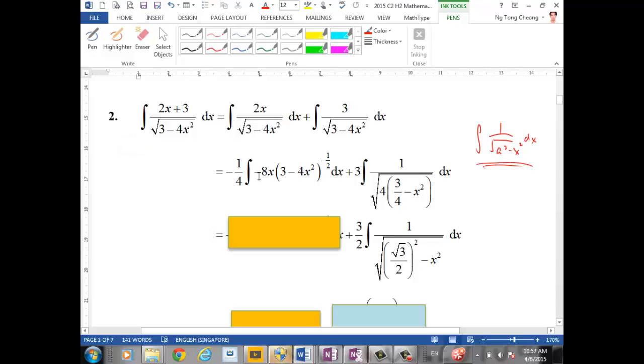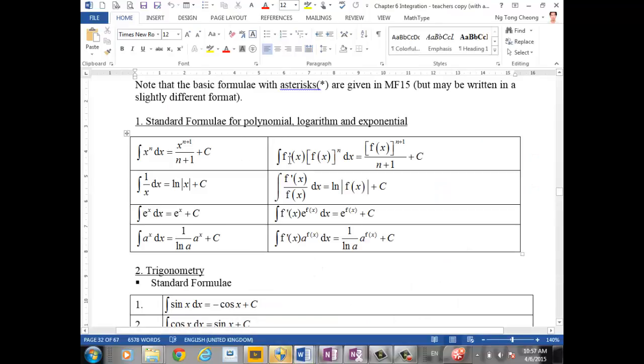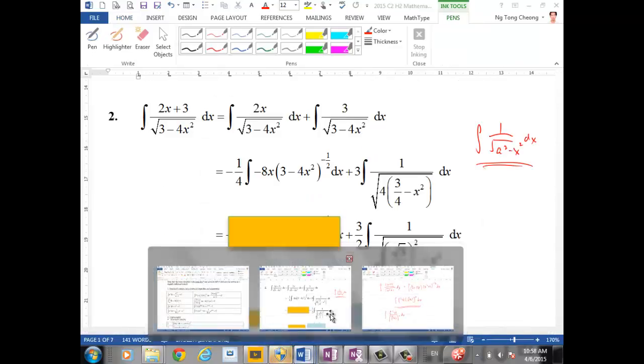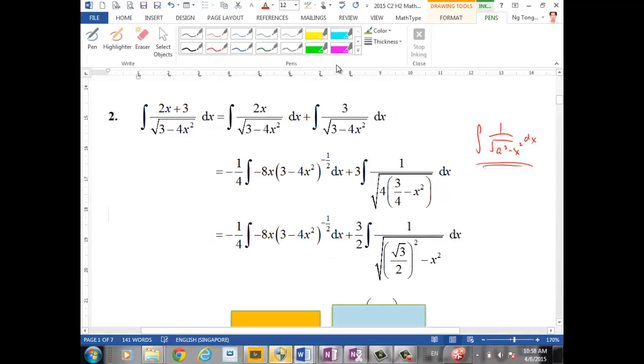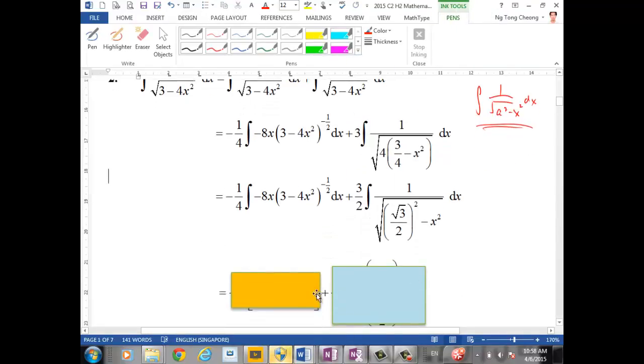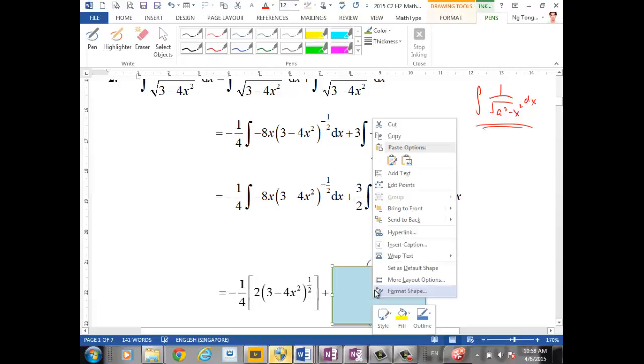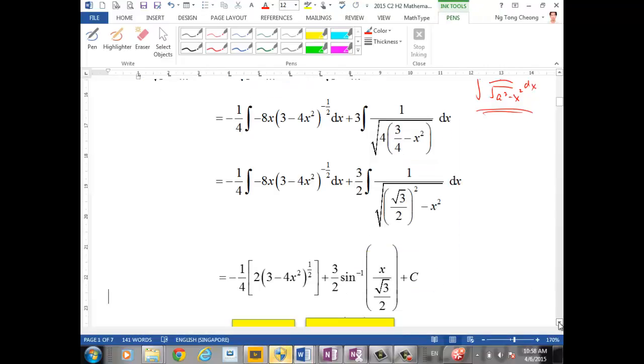Whereas for this one, I hope you are able to apply the technique which I mentioned to you. It is of the f prime times f(x) power n type, the one that you see over here. With this applied, you get the answer. And then lastly, for this one, apply the formula. Just simplify after that.